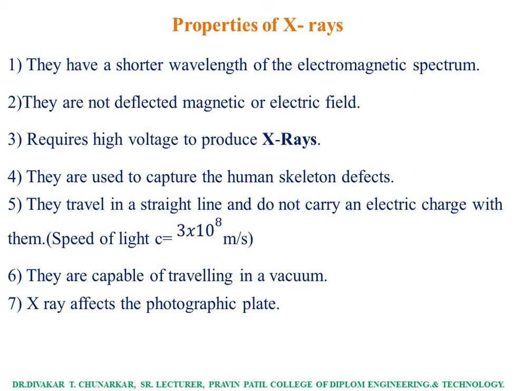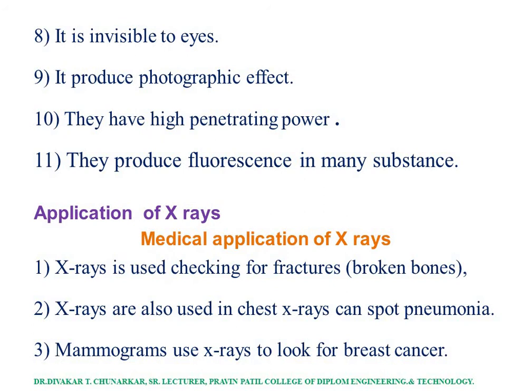X-ray affects the photographic plate. X-ray is invisible to the eyes. X-ray produces a photographic effect. X-ray has high penetrating power. This is an important property of X-ray. And last, they produce fluorescence in many substances.